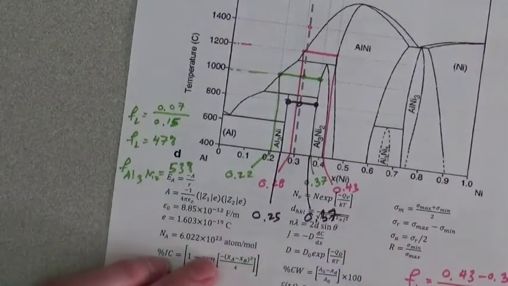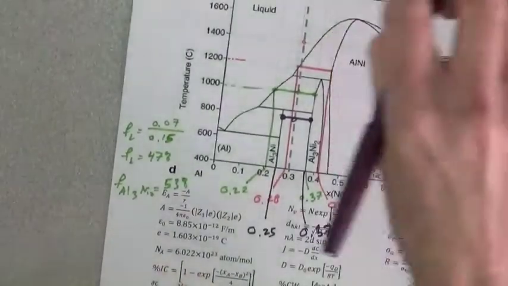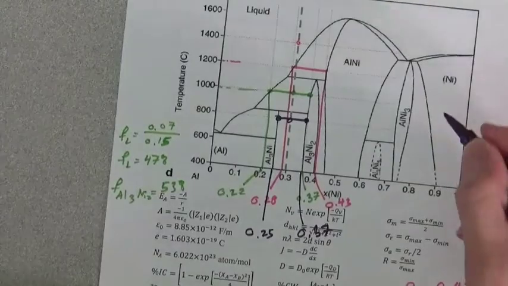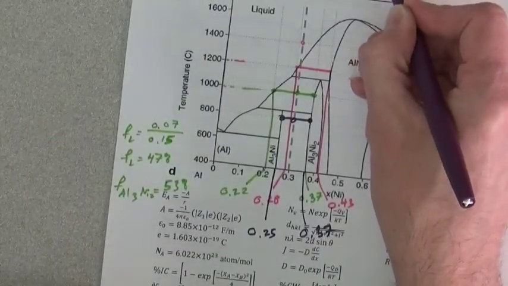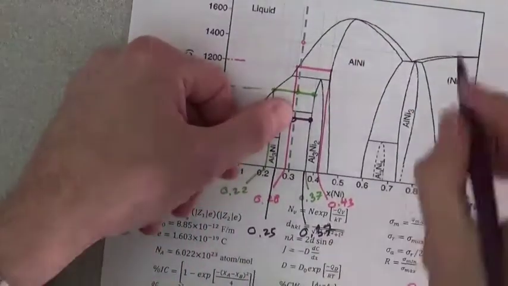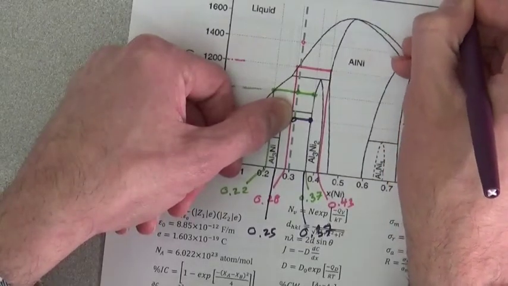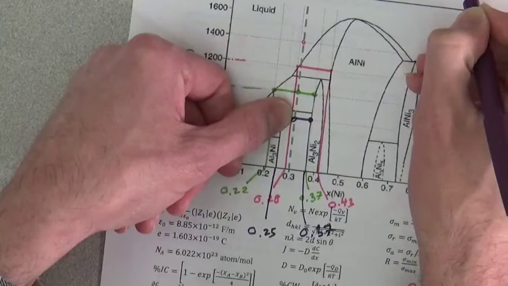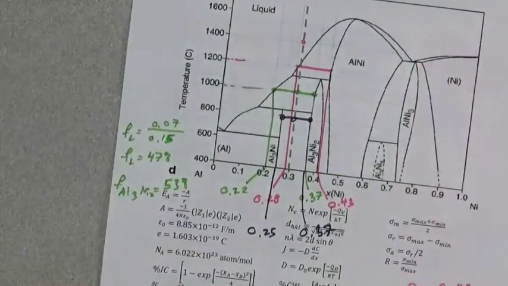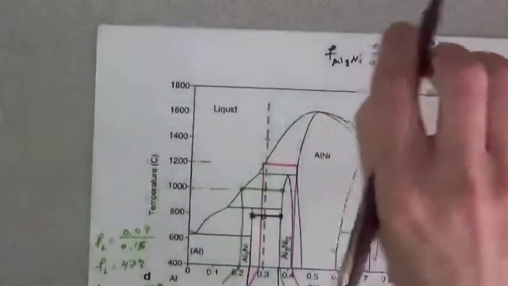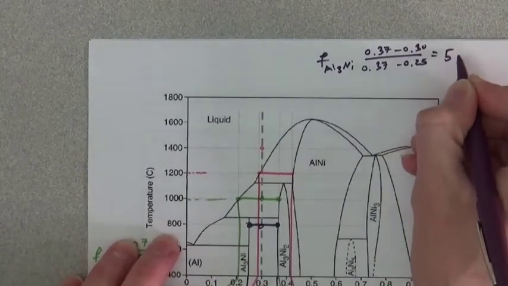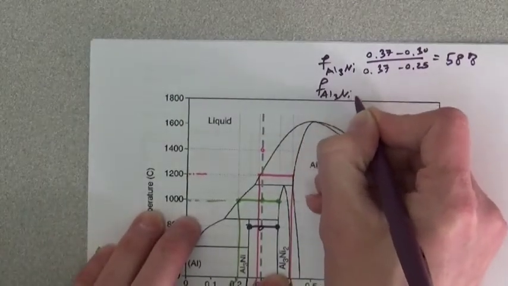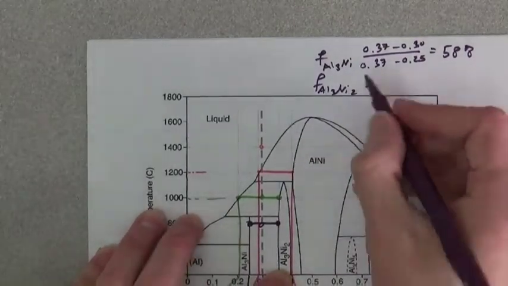So here I have the 2 compositions now, and in addition to compositions I can get the phase fraction, so I can say the phase fraction of Al3Ni, so on the left, is going to be equal to 0.37 minus 0.30 divided by 0.37 minus 0.25, which then gives us around 58%, which means the phase fraction of Al3Ni2 is equal to 42%.